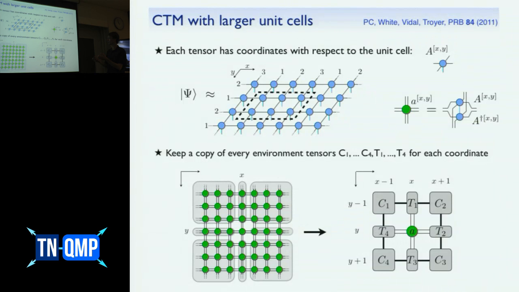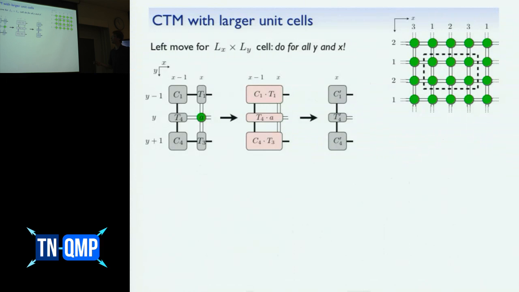Okay, so the goal in the end is to keep the same number of copies as you have tensors in your unit cell. And then we're not going to compute these environment tensors independently, but we can actually compute them all together during the CTM procedure. Okay, and the idea is the following. So for example, when we start here from this tensor at coordinate x and y, and here this left edge, and we do a left move, right?